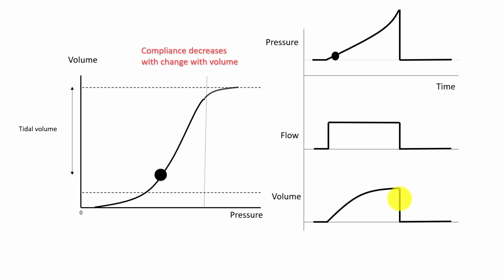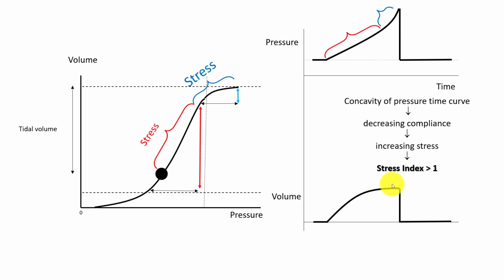If you started a little higher on the PEEP, as you increase the volume, you are reaching the overdistension area where the compliance is very low, and that would result in increase in pressure for the same volume. So in fact, what you're talking about is looking at the stress at different points of the pressure volume curve and figuring it out on the pressure time waveform.